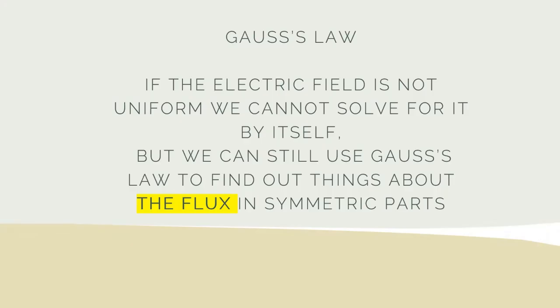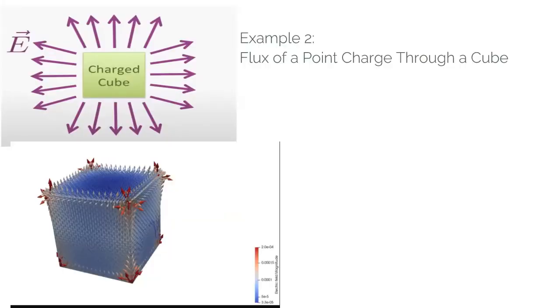Now, if the electric field is not uniform, we usually cannot solve for it by itself, but we can still use Gauss's law to find out things about the flux in symmetric parts. So let's give a cube a try. Let's look at this charged cube.